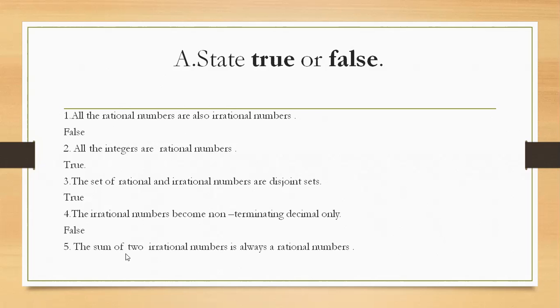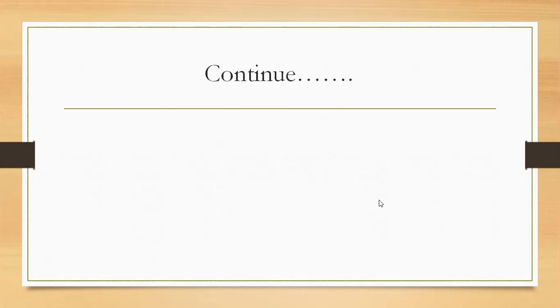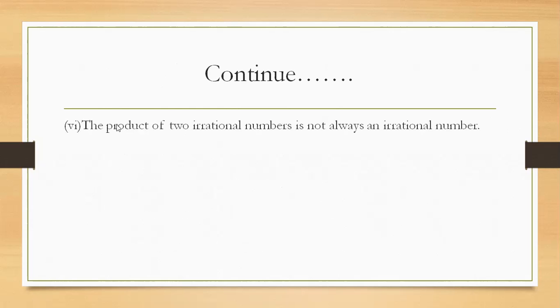The sum of two irrational numbers is always a rational number. Just now I told, not always rational. Sometimes it may be irrational, it may be rational also sometimes. That's why it is false. And the product of two irrational numbers is not always an irrational. Yes, it is true, because sometimes it may be rational also.